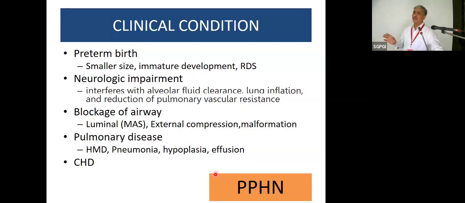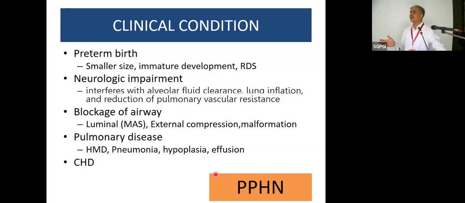Second is neurological impairment. Neurological impairment could be because of asphyxia, or because of any myopathy or a disease like SMA which the newborn has, which in turn has led to hypoxia. All these will interfere, because the baby has not taken a well-sustained, good breathing effort, which is needed for alveolar expansion. So there is interference with alveolar fluid clearance. The lung is not inflating, and therefore the pulmonary vascular resistance is likely to be higher, which will lead to PPHN.